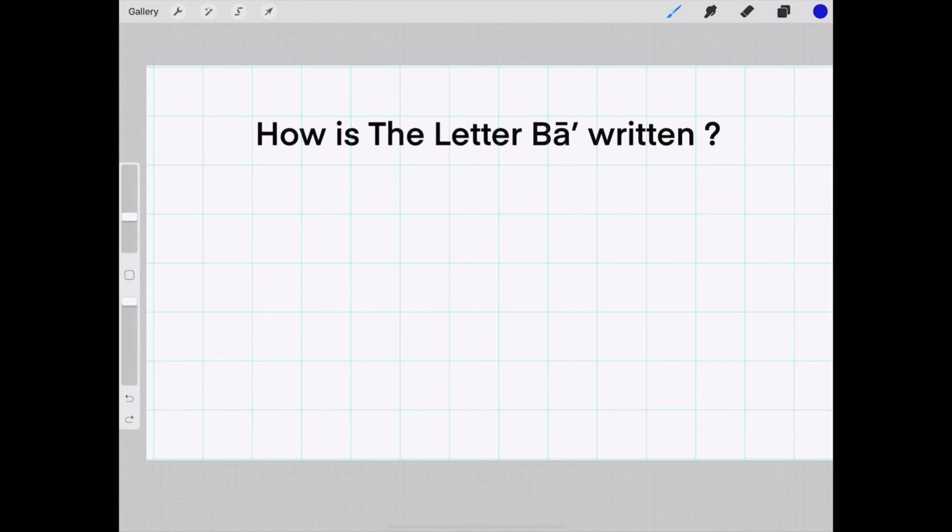How will it look if it is written in the middle of the word? You have an extension from the previous letter, and then you draw the right arm of the ba letter, and then you go for the body of the ba letter with a dot underneath. Let's repeat that.